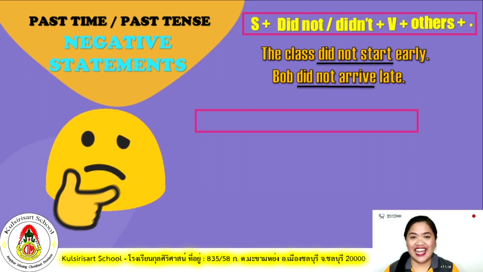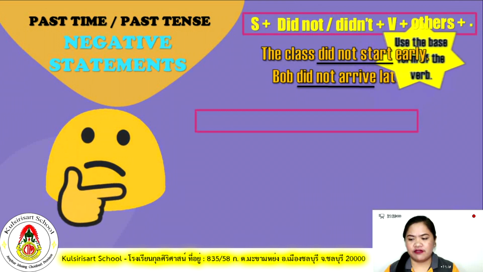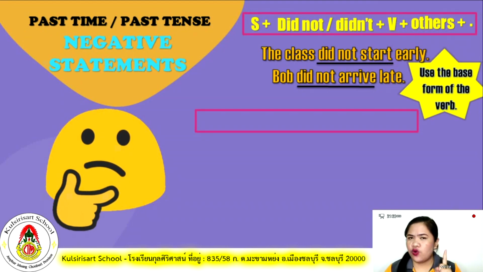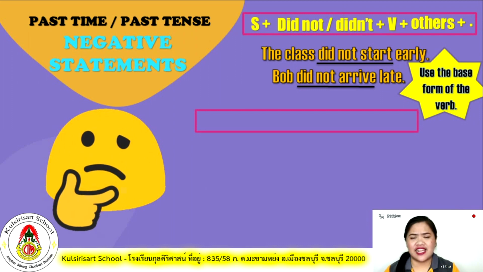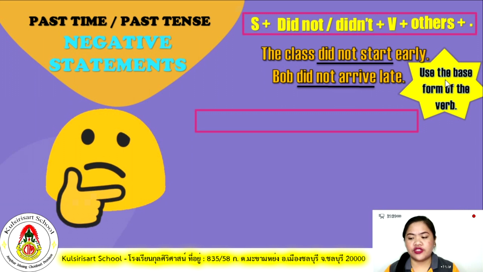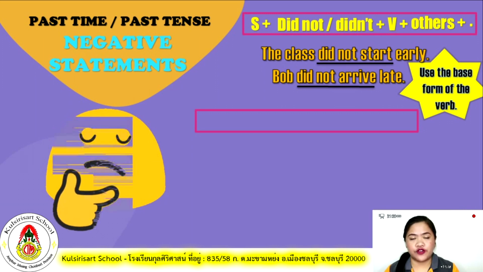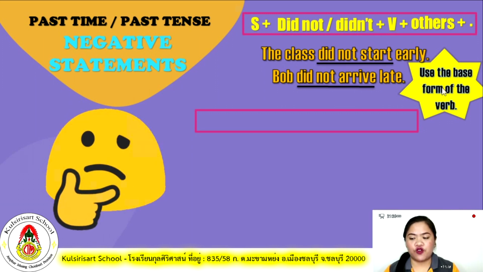So remember that when you are going to use did, do, or does in any sentences as a helping verb, you should use the base form of the verb. Again, the base form of the verb, or the simple verb in each sentence.